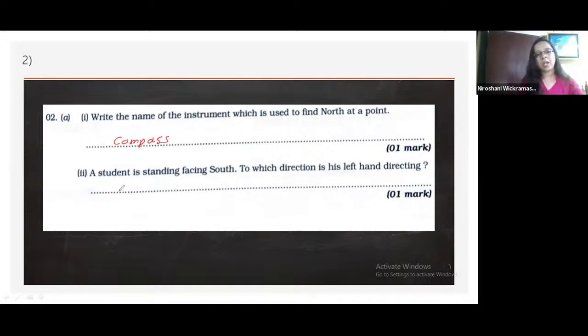Next one, a student is standing facing the south. Which direction is his left hand pointing? You know, this is north, south, east, west. Now the child is standing facing the south. If I take it like this, standing facing the south, with 2 hands like this. Right now south. Then his left hand is on this side, to the east direction, right? And the right hand is to the west. They are asking to which direction his left hand is pointing? To the east. To the east direction.